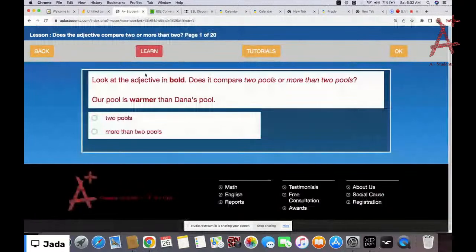Look at the adjective in bold. Does it compare two pools or more than two? It says warmer, so it compares two pools. That is comparative. Comparative compares only two things.